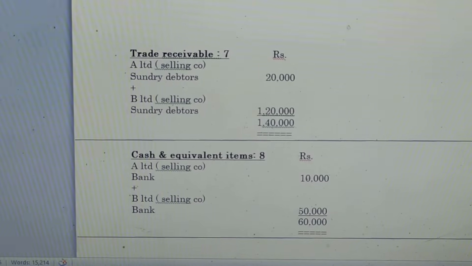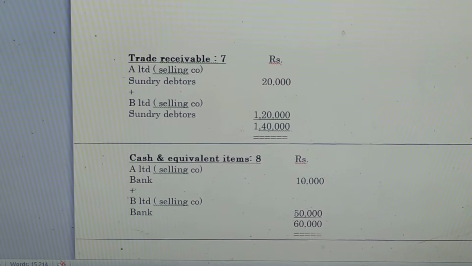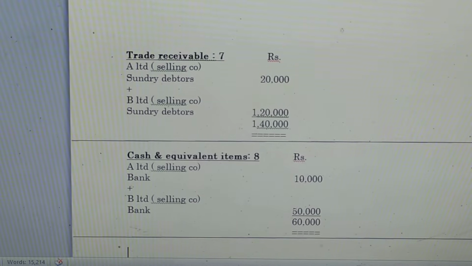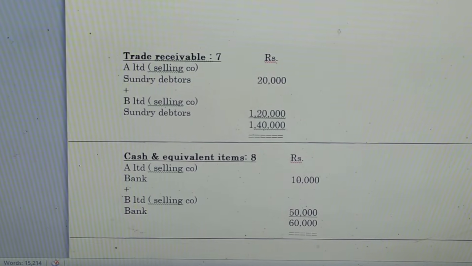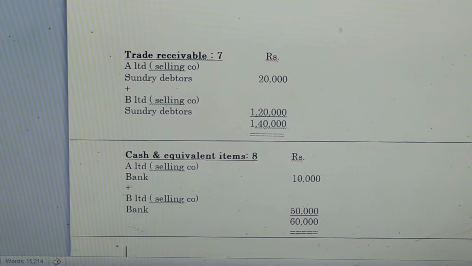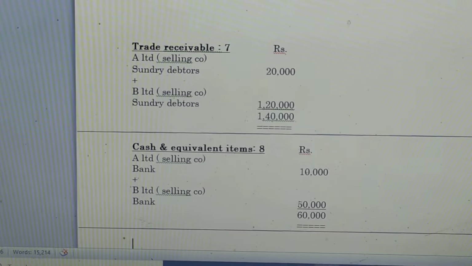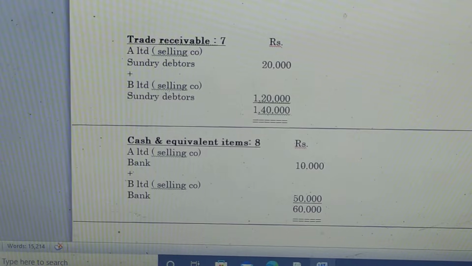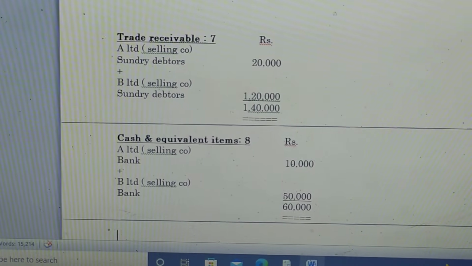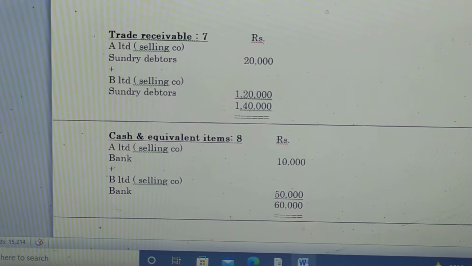And note number 7 is trade receivable. Under the trade receivable we have to mention sundry debtors for A Limited is 20,000 and sundry debtors for B Limited is 1,20,000. So the total amount is 1,40,000. That is note number 7 total. And note number 8 is cash and equivalent items. The bank amount for A Limited is 10,000 and the bank value for B Limited is 50,000. The total amount is 60,000. That is note number 8 total.